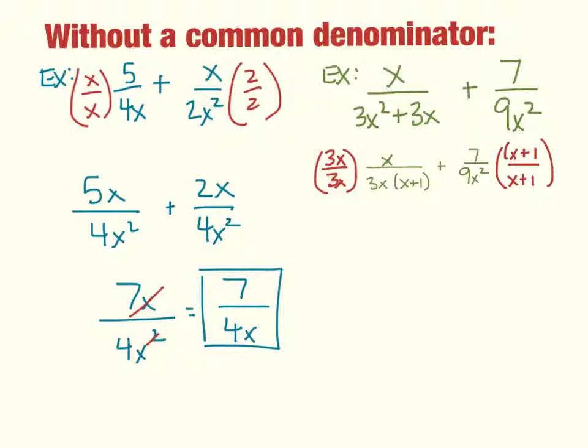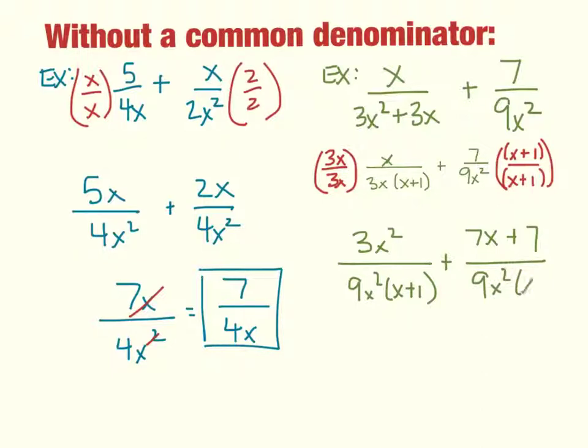Now you could actually split this up like that. Then it's easier to see that you need to distribute the 7. So now I have 3x times x is 3x squared over 9x squared times x plus 1, plus 7 times x is 7x, and then distribute the 7 to the 1 as well, so 7 over 9x squared times x plus 1.